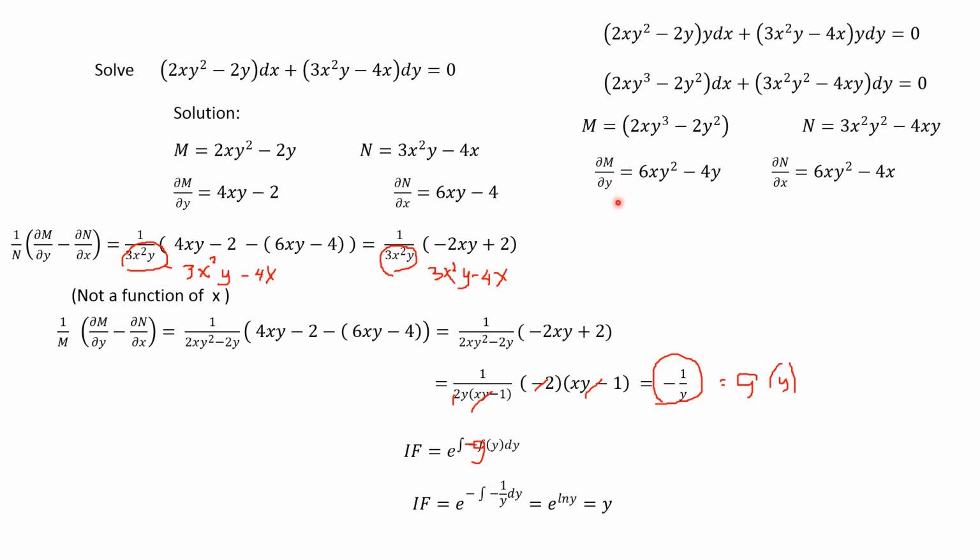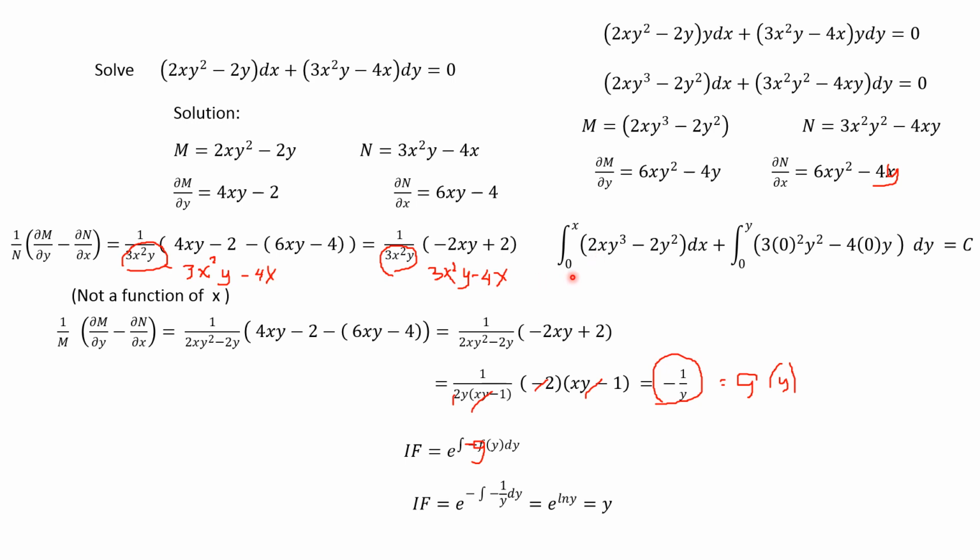What is the partial derivative of m with respect to y, treating x as a constant? It gives you 6xy squared minus 4y. The partial derivative of n with respect to x, treating y as a constant, is equal to 6xy squared minus 4y. So therefore, it's already exact, and we can use this method.